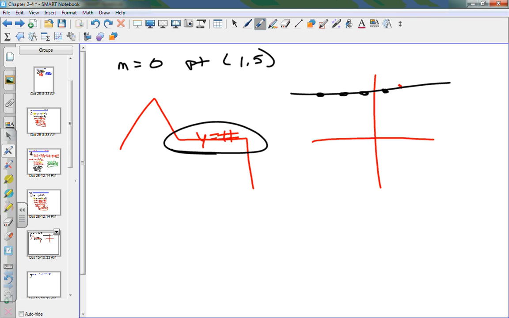What do all these points have in common on this line? What's 5? Y. Y is 5. How many times is y 5? Every time. So what's my equation? Y equals 5. No work required. The problem is done. Do we understand that? That is a freebie. You should be able to get that. Nothing flat. Do we understand that?